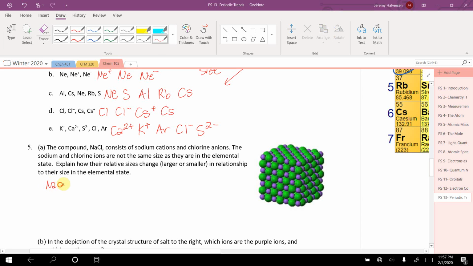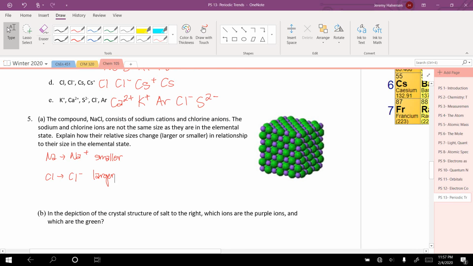Alright, so Na goes to Na plus, loses that electron, and when you lose an electron without changing anything else, you're going to get smaller because there's less electron repulsion in that outside shell. Cl goes to Cl minus, it gains an electron, which increases the electron repulsion in that outside shell, which is going to make it larger. Now it's important to remember this is the case because we're adding an electron without adding any protons. That's why it gets bigger. If we were adding an electron and a proton, the atom would actually get smaller.